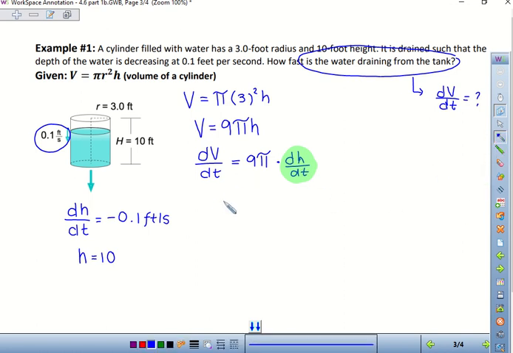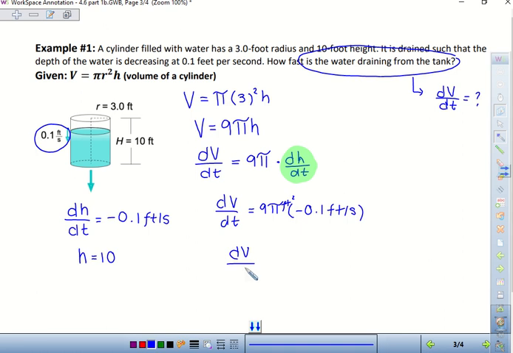So that's going to be dV/dt equals 9 pi times negative 0.1 feet per second. And our units kind of got messed up here because we technically had a radius, so this is technically feet squared if you want to be technical. So it's going to give me dV/dt equals negative 0.9 pi feet cubed per second.